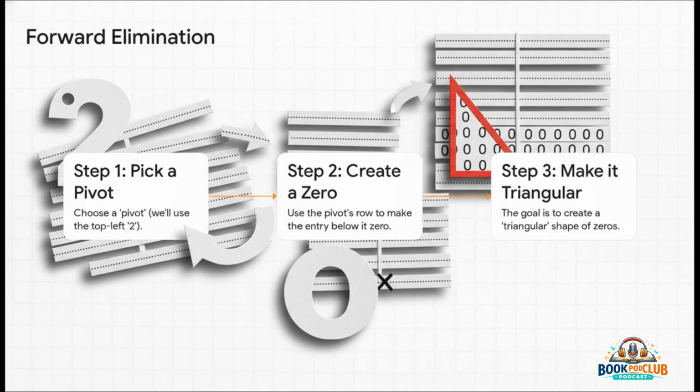So, what are the rules of the game? They're super easy. First, we pick a pivot. Let's start with that 2 in the top left corner. Now, our mission, should we choose to accept it, is to use that pivot's entire row to strategically wipe out the number right below it, to turn it into a 0.